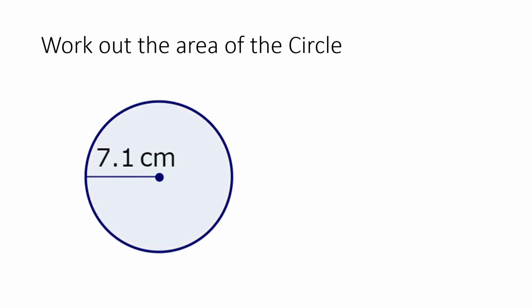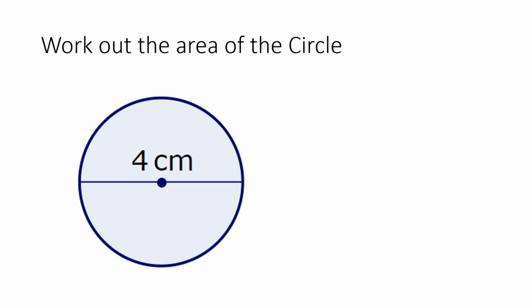What about something like this, where we're told to work out the area? The formula for the area is just going to be equal to pi times radius squared, which is equal to 3.14 times 7.1 squared. And if we put that into our calculators, we get an answer of 158.4 centimeters squared. Okay?